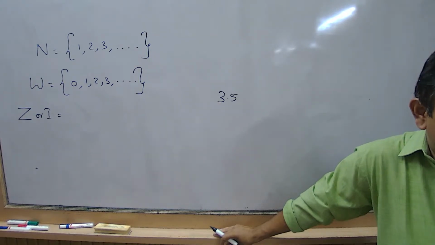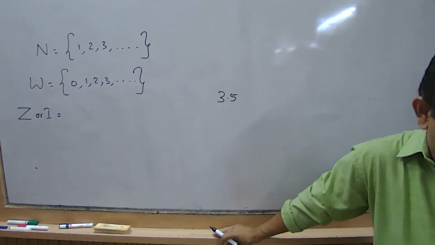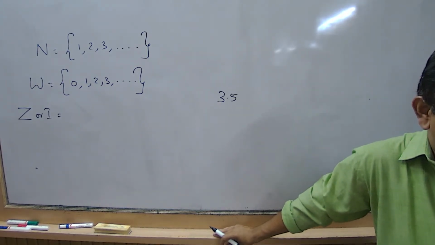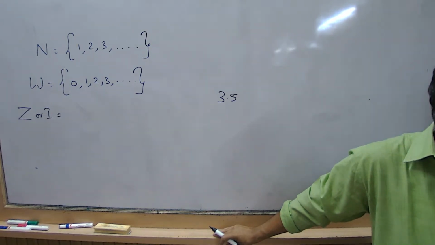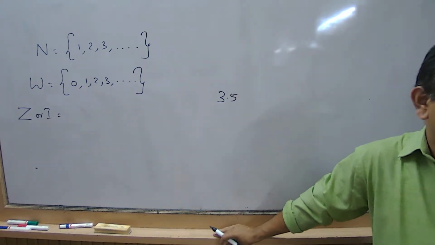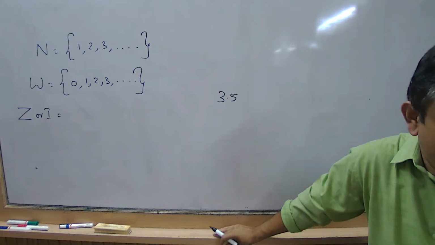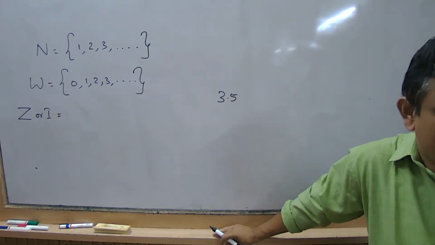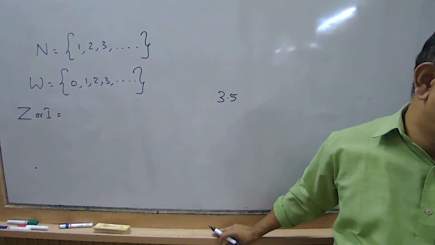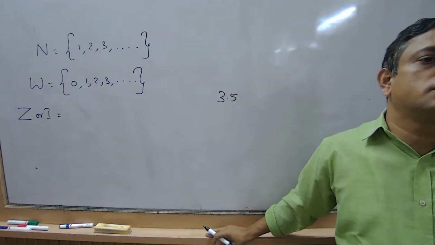Integers are the negatives of the natural numbers and zero. What are integers? We say negative, positive, zero. Its meaning is natural numbers. What are natural numbers? 1, 2, 3, 4, etc. Negative of the natural numbers: which are they? -1, -2, -3, -4, etc.